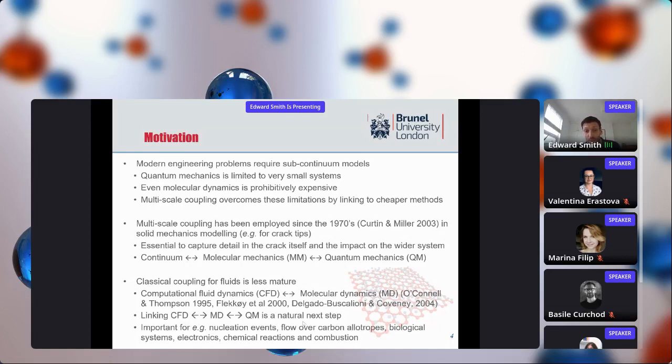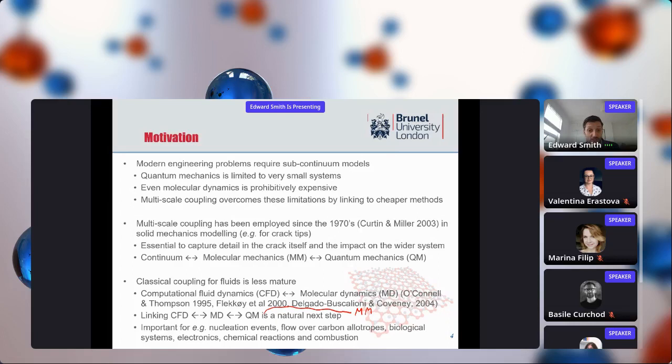So my research is really focused on doing the same thing for fluids, which is a much less mature subject. Arguably the first attempt to do this for CFD and molecular dynamics coupling was back in about 1995, and there's been lots and lots of work since. So the next natural step is linking CFD, MD, and QM. And I would say actually there's a mission there, because then we'd link back to molecular mechanics and build this in as part of a multi-scale framework. I think this type of direction is the way things are going, this kind of multidisciplinary research, linking together different communities.